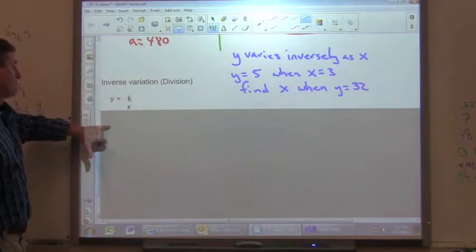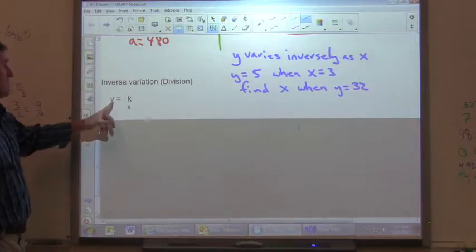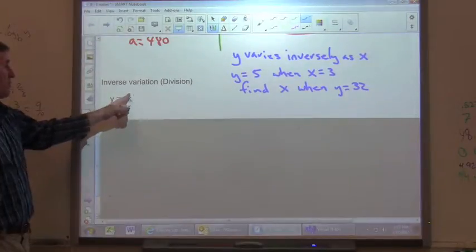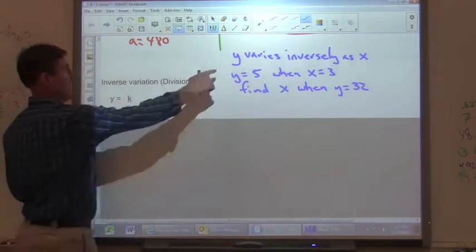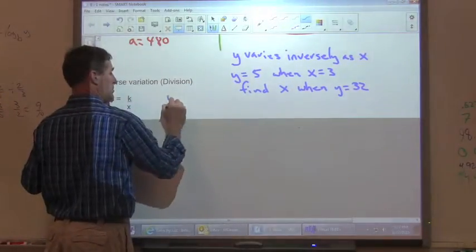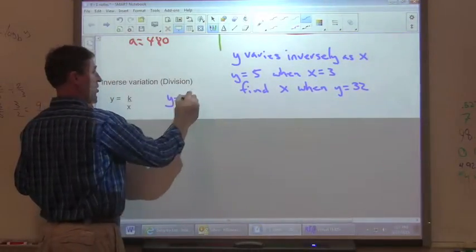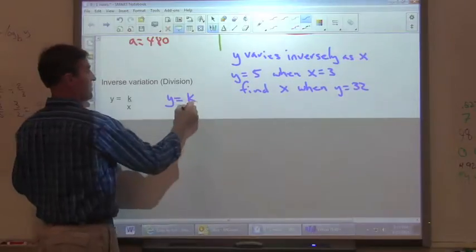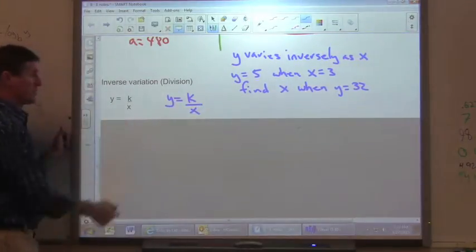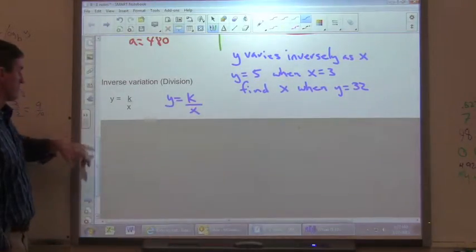So again, y equals k divided by x. So again, our first variable comes first. Our varies is our equal sign. We always have the k, and inversely tells me it's divided. So that's where that equation comes from.